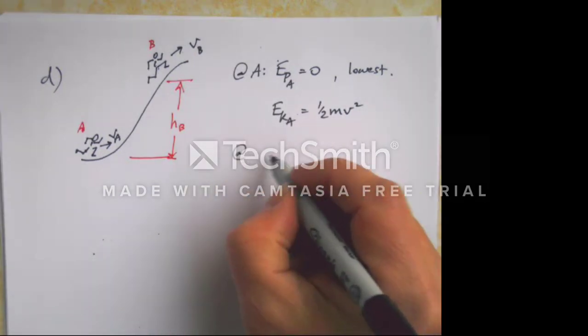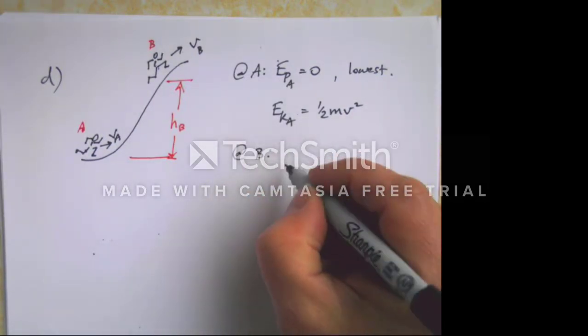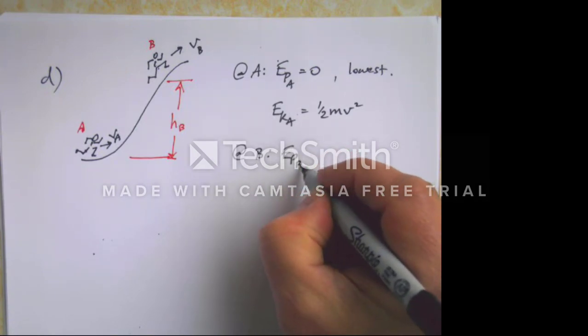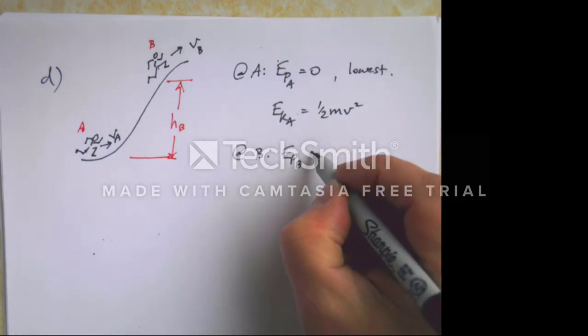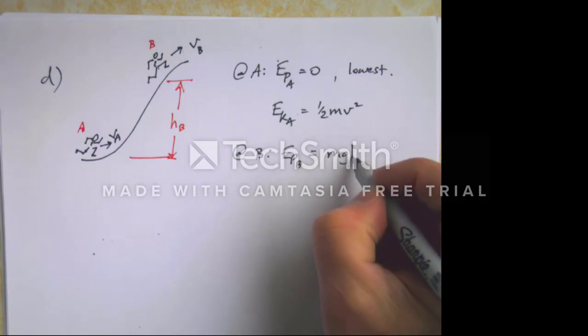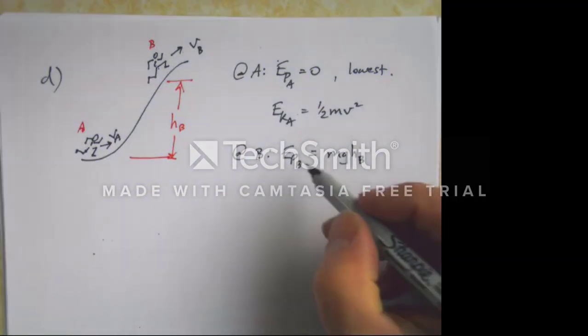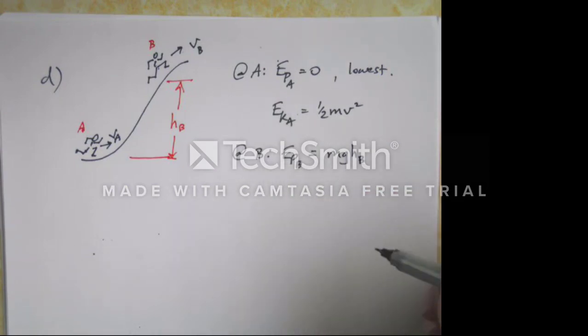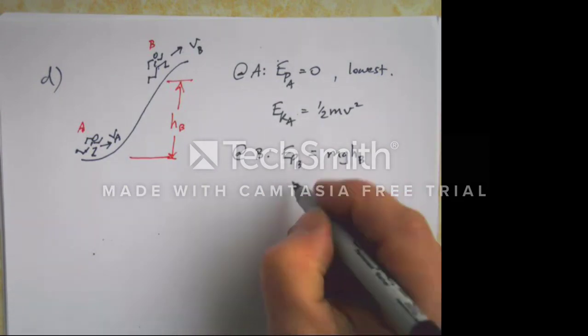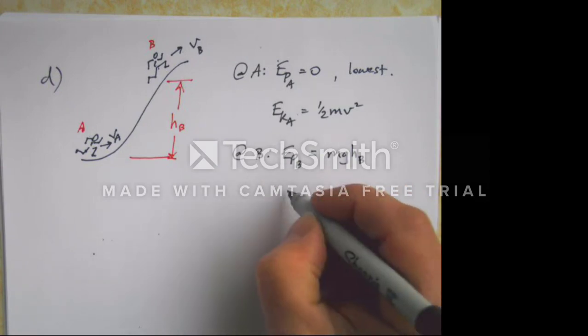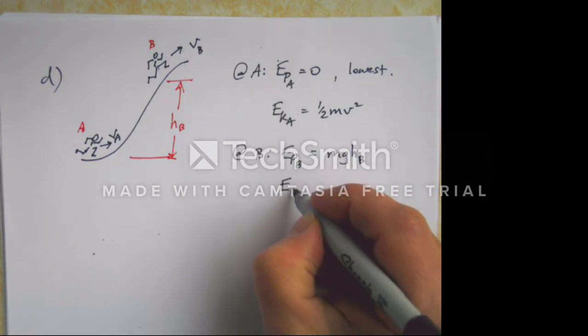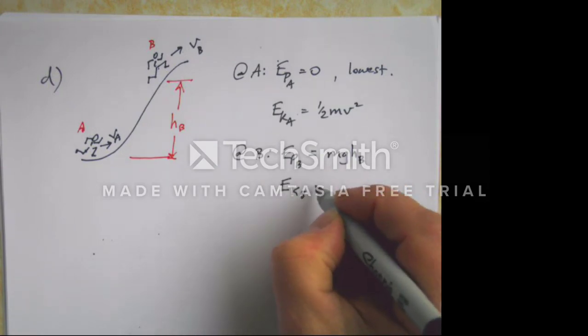So at B, we ask ourselves the same question. Is there any potential energy at B? And yes, there is, because there's an altitude there, different from another location. So at B we have potential energy. Now there's also some kinetic energy, as we can see by the drawing.